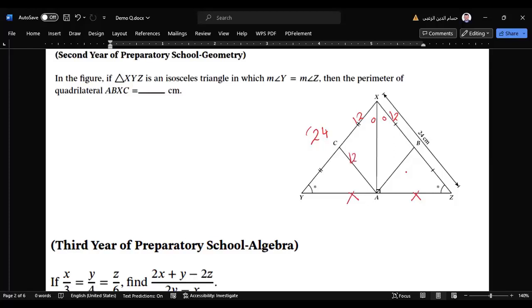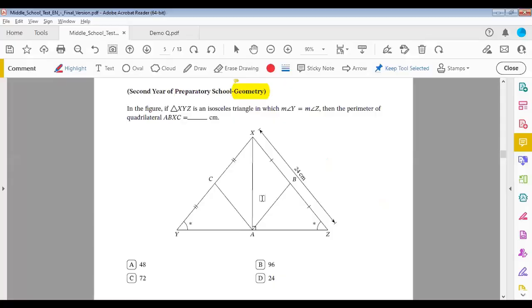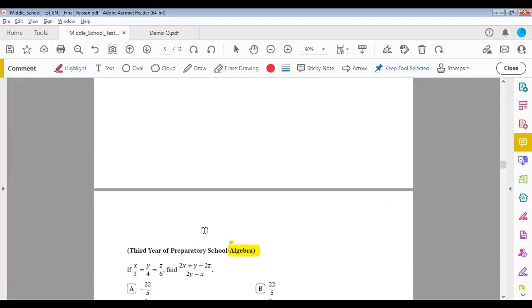And AB, A midpoint and B midpoint, then AB is parallel to XY and equal to half XY. So it equals 12. So the perimeter here is 12 times 4. It will be equal to 48 centimeters. So the answer here in this one is 48. Next one.